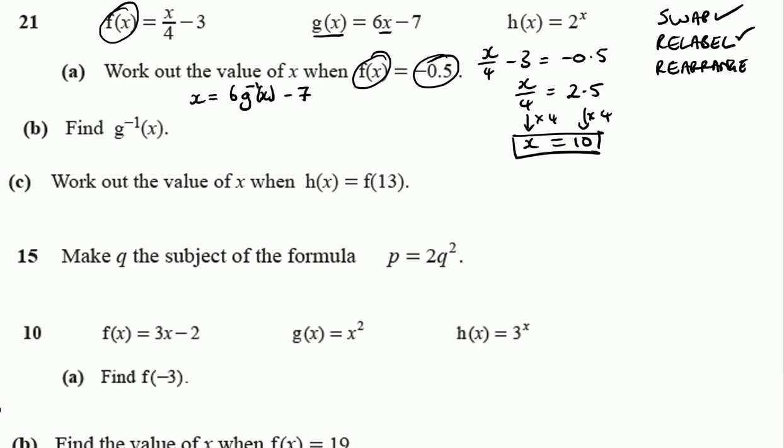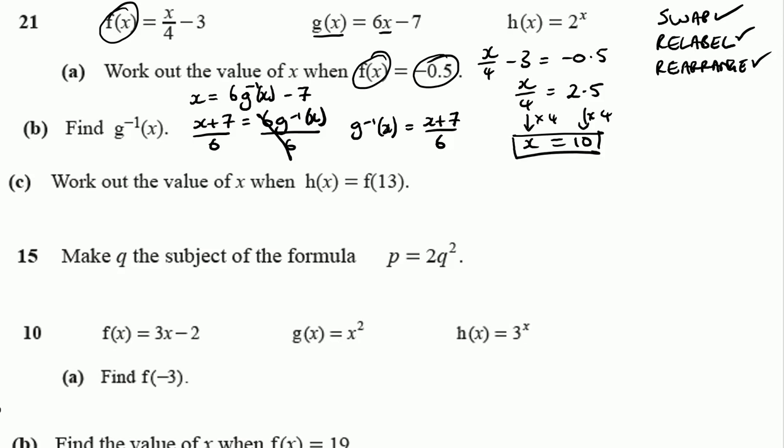Now I rearrange the function to make g inverse the subject. This is just like solving an equation. I'm going to add 7 to the other side, getting x plus 7 equals 6 times g inverse of x. And if I now divide by 6 to get rid of that 6 from the g inverse, I've solved the question. g inverse of x equals x plus 7 over 6. Remember that rearranging a formula is just like solving an equation, and we'll get more into that when we've got more formulas to rearrange.